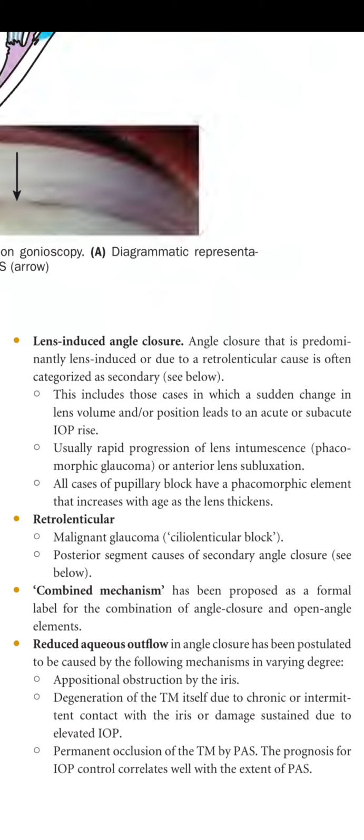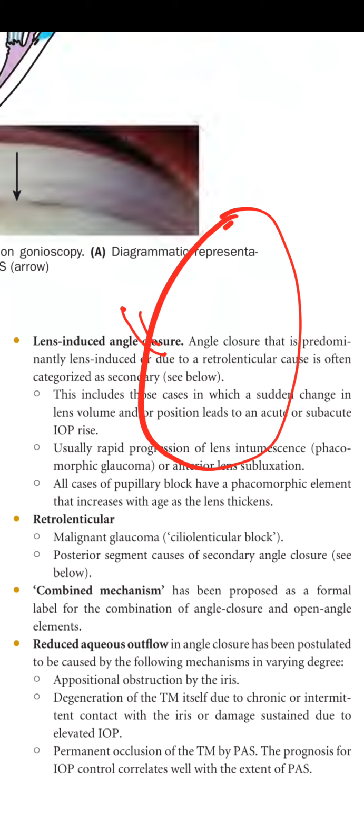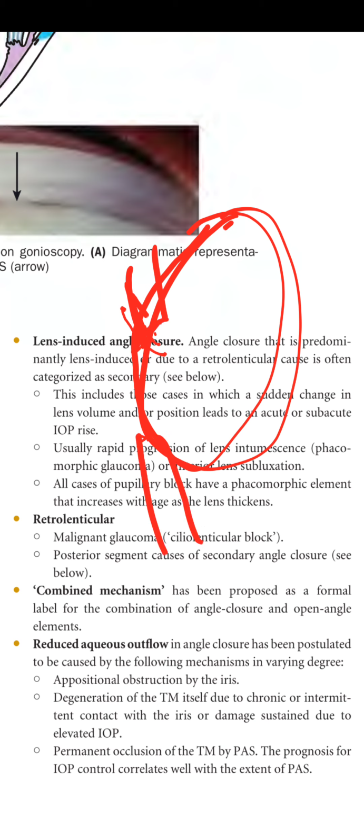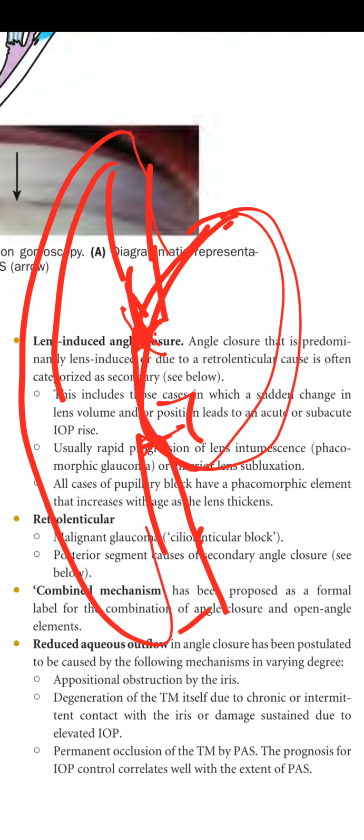So basically, lens induced means that the lens is so voluminous that the pupil and iris are getting in close approximation with it. So what happens is, basically the aqueous will not flow from the posterior to the anterior chamber. So that is why it will cause the increase in IOP.